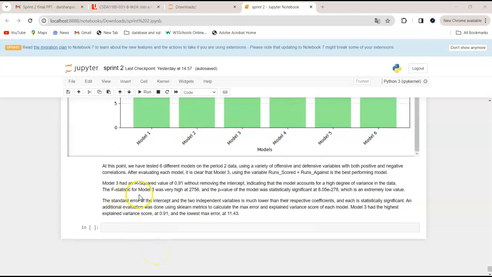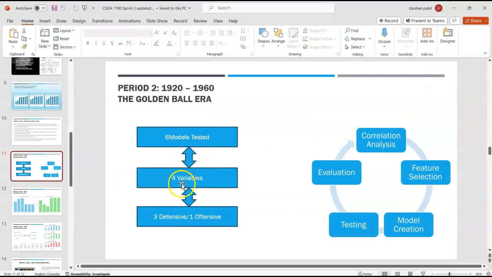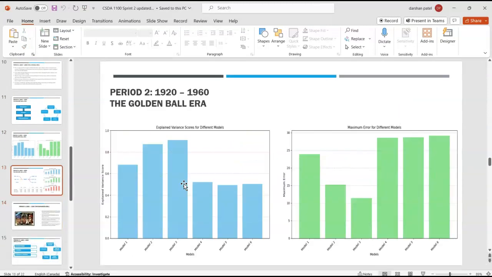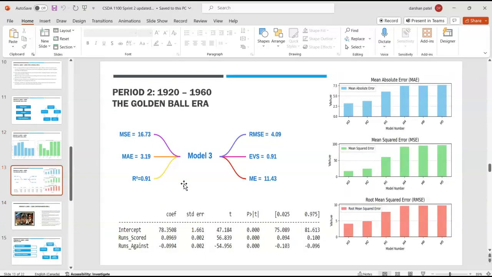And for the conclusion, we can see that model 3, run score plus earned run average, is the best model, which has an R square value of 0.91, and the F statistic value is higher. So I have selected it. After testing 6 models with the help of 4 variables, 3 defensive and 1 offensive variable, model 3 was the best. So from the visual representation, we can see that model 3 is the best, and thank you everyone.